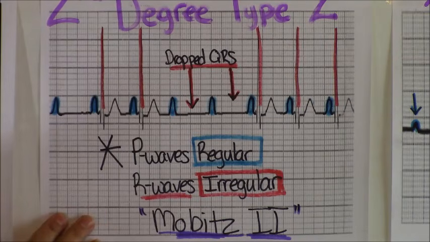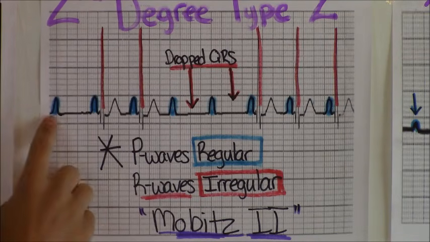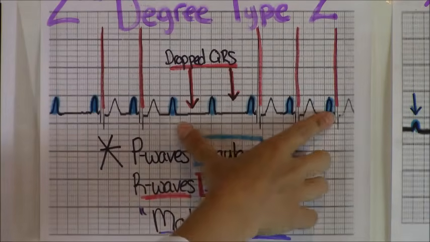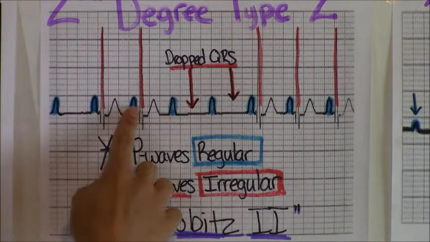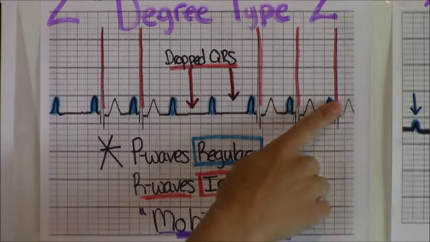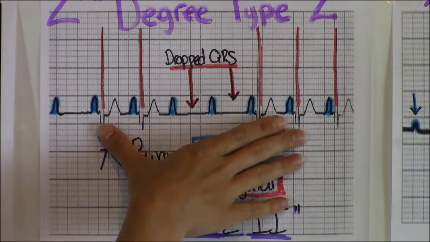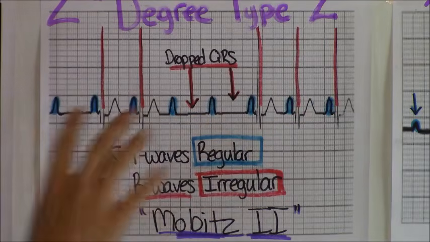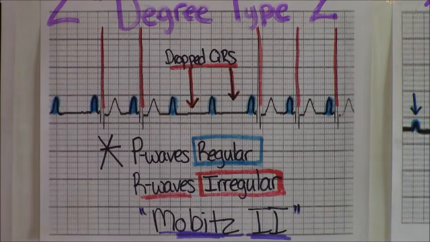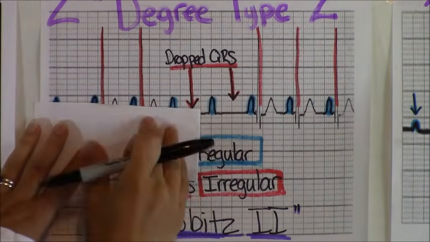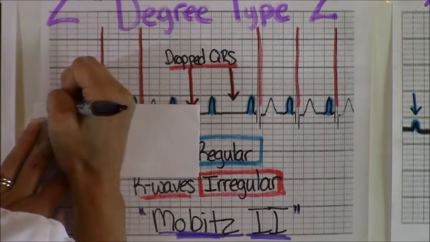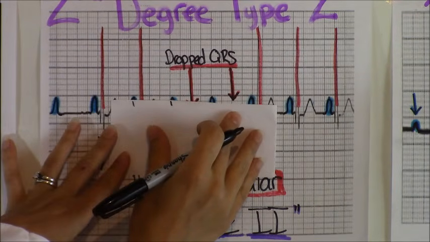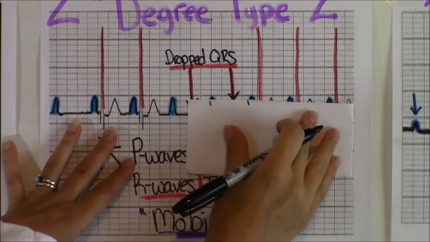P waves. Are P waves present, and if so, how many? We have a P wave here, here, here, there, there, there, there, and there. And how many was that? There was 1, 2, 3, 4, 5, 6, 7, 8. So we have an atrial rate of 80. Look at our P waves. Are they regular? Super important to measure and see if your P waves are regular. So let's look. And they are absolutely regular.